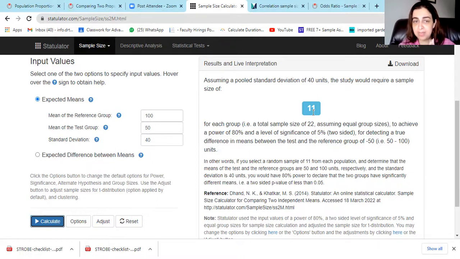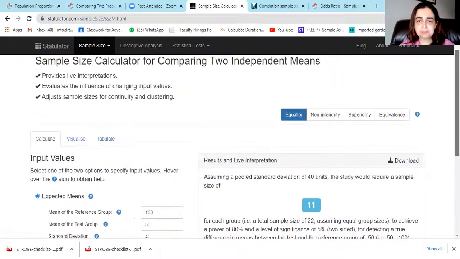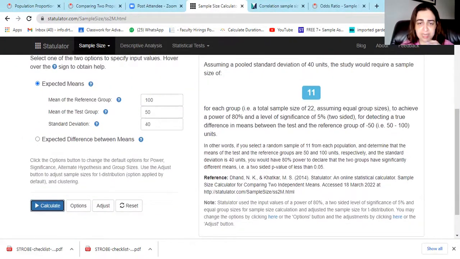Again, the bottom line, the greater the difference between the means of the two groups, the smaller the sample size that you need. In each of these sample size calculators, you will find a link where they will also give access to the formula they have used if you need that. I'll come to another example now.